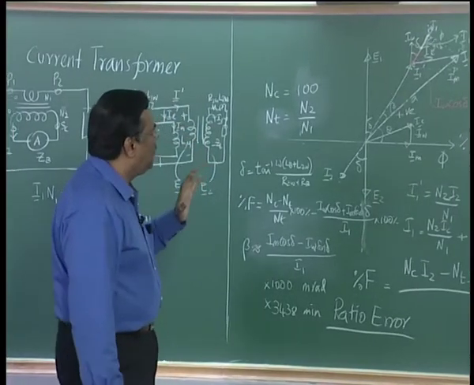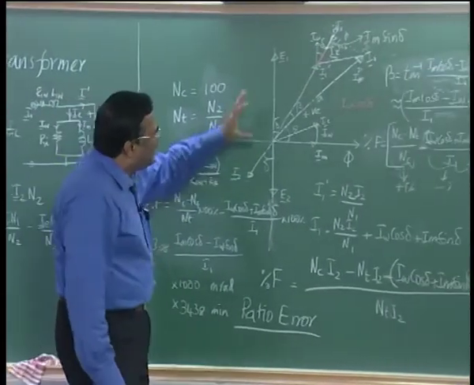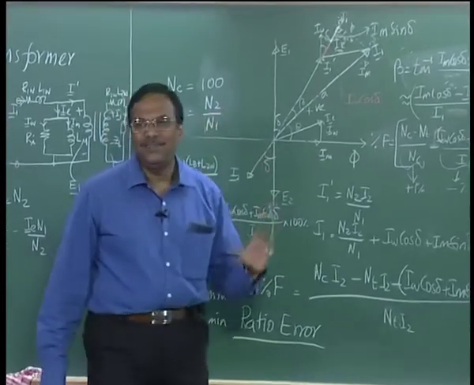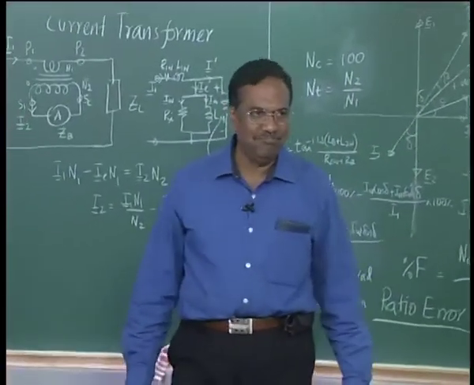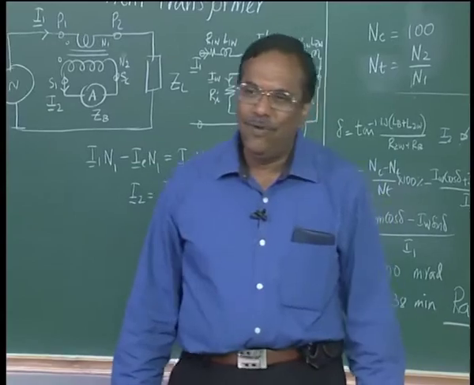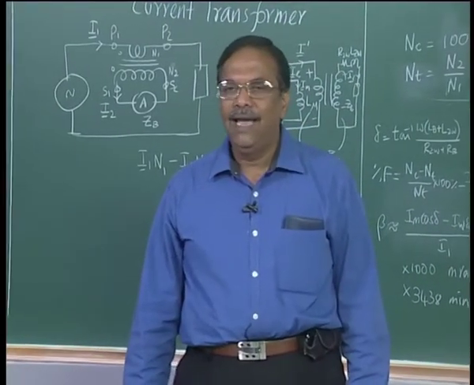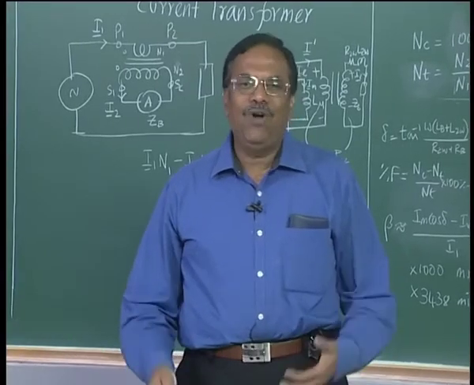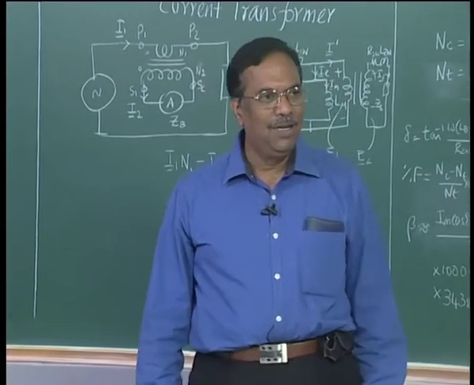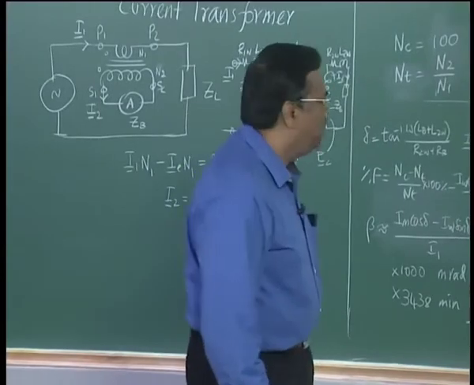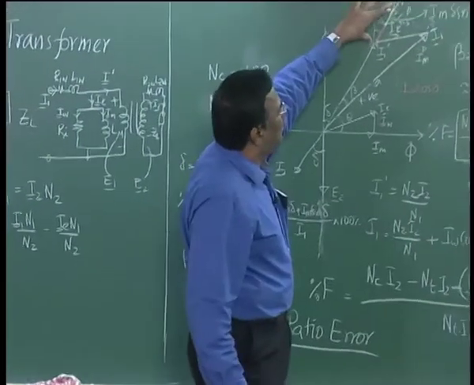We have a current transformer which has errors. Now, if you really look at these errors, we do not want these errors to be very large, right. Even 1% is quite large, okay. And when we want the errors to be small, obviously what will be small? This would be small, right.